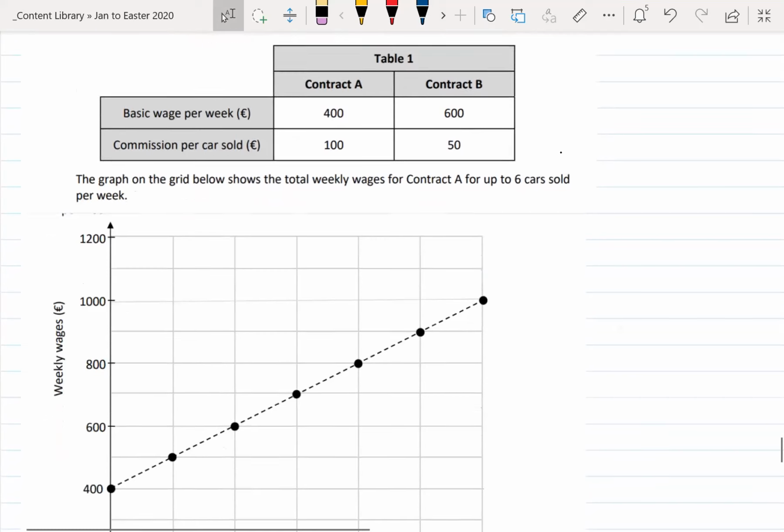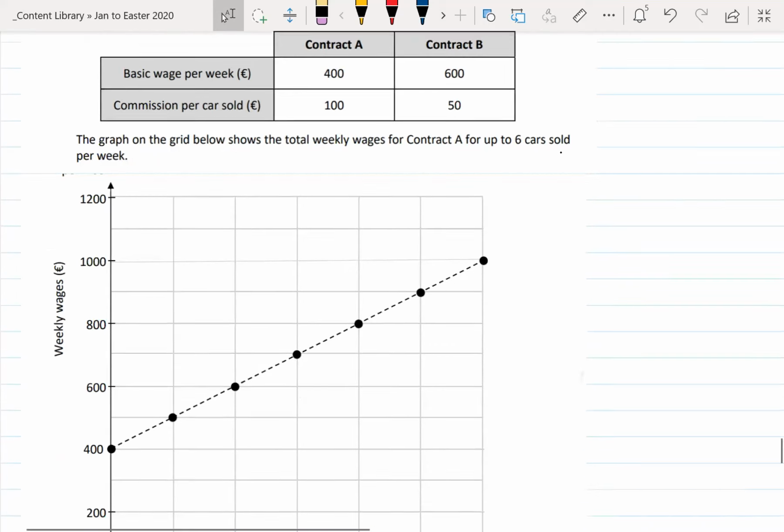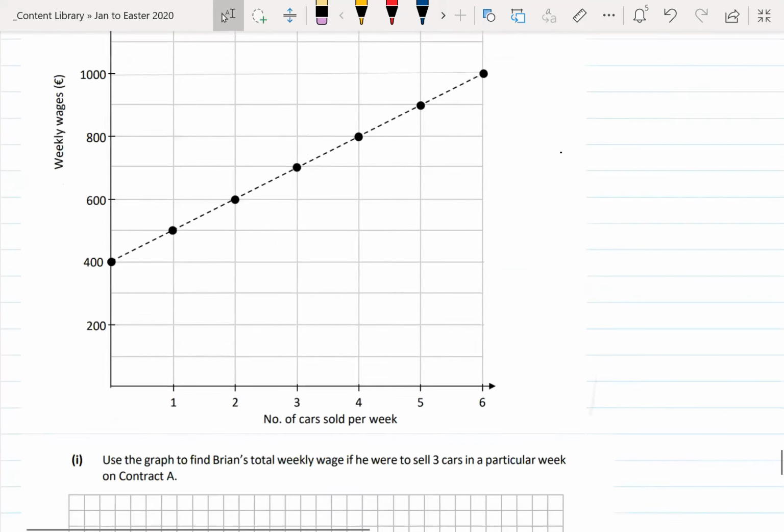So contract A, he has a basic of 400 euros per week. Even if he doesn't sell any cars, he'll get 400 euros. And for each car sold, he'll get 100 euros. Contract B, he'll start on a higher basic wage of 600, but he'll only get 50 per car sold. Okay, and there's the graph.